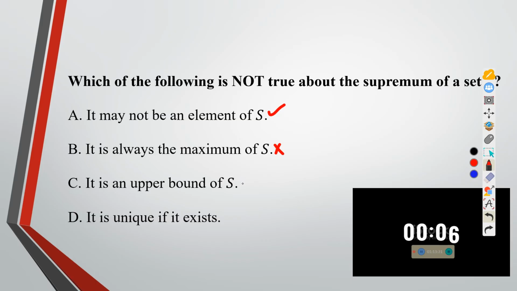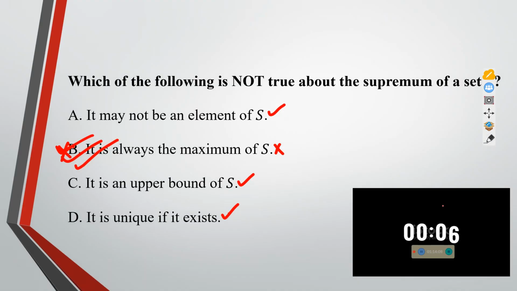C, it is an upper bound. This is true. For an element to qualify to be the supremum, it must be an upper bound of that given set first. Then D, it is unique if it exists. This is very true. The least upper bound, if it exists by completeness of R, is unique, meaning no two distinct upper bounds can both be least. So this is also true. So which of the following is not true about the supremum? The answer will be B. It is always the maximum. It is not necessarily the maximum of that given set.